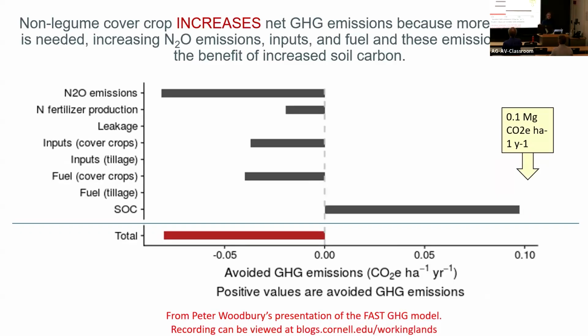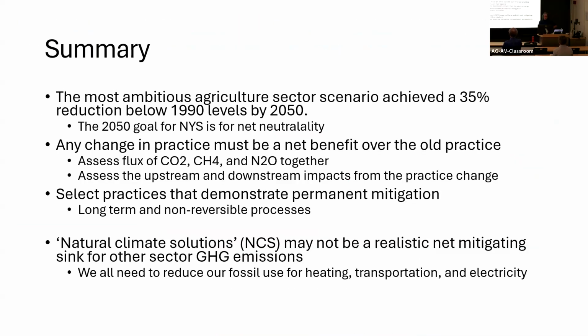Using the same model, a non-legume cover crop increases net greenhouse gas emissions because more nitrogen fertilizer is needed, increasing the N2O emissions, inputs, and fuel, and these emissions exceed the benefit of the increased soil carbon. So this is what we mean by net greenhouse gas accounting, right? Just because you change a practice does not mean that you're mitigating your net greenhouse gases, right? And we also have to remember that this is a highly reversible mitigation component, right? So it's not for sure in terms of our timescale that we're thinking about.